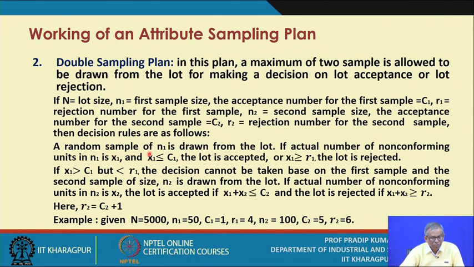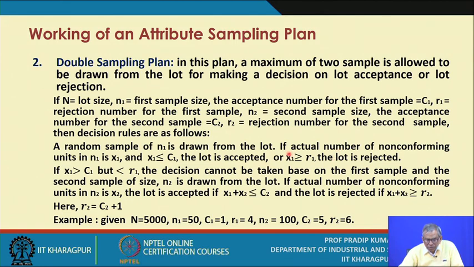A random sample of N1 is drawn from the lot, that is the first sample of size N1. N1 could be 25. If the actual number of non-conforming units in N1 is x1, so x1 is a random variable, and if x1 is less than or equal to c1, the lot is accepted. That means you do not need to draw the second sample. From the results you obtain from the first sample, you can take a decision on lot acceptance.